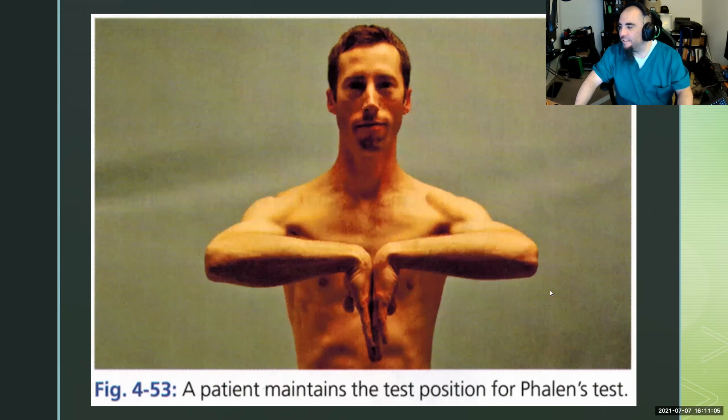This guy always looks like the Bruce Lee of physical therapy to me. I don't know why. Anyone else see that? Am I the only one that sees the Bruce Lee of physical therapy there? Okay, fine. I'm the only one that sees it.